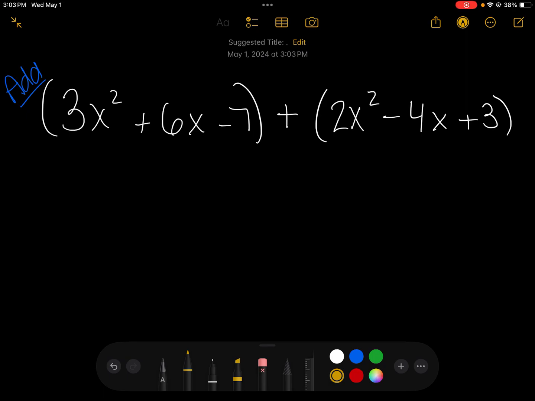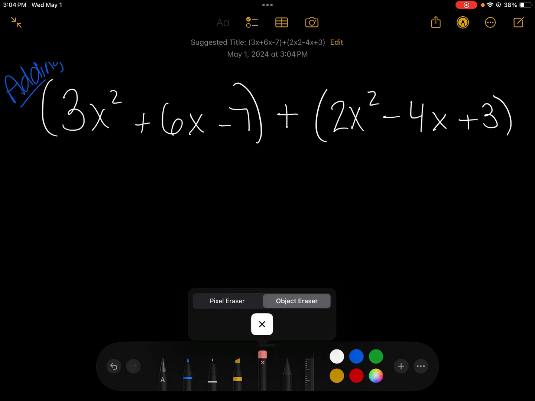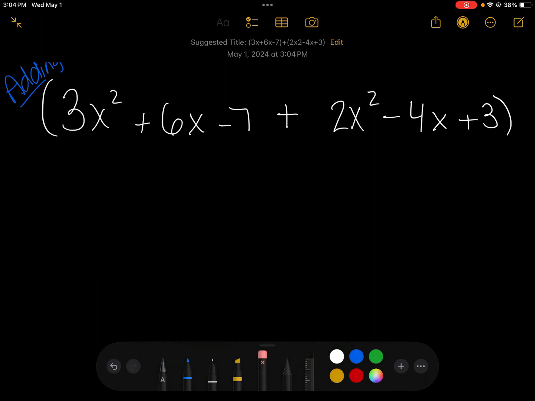This video is going to be about adding and subtracting polynomials. So I'm going to start with adding. You'll see that we have our first polynomial, 3x squared plus 6x minus 7, and our second polynomial, 2x squared minus 4x plus 3. So the first thing that I can do if it is an adding problem is I can actually get rid of the parentheses. If it is adding, we don't need them.